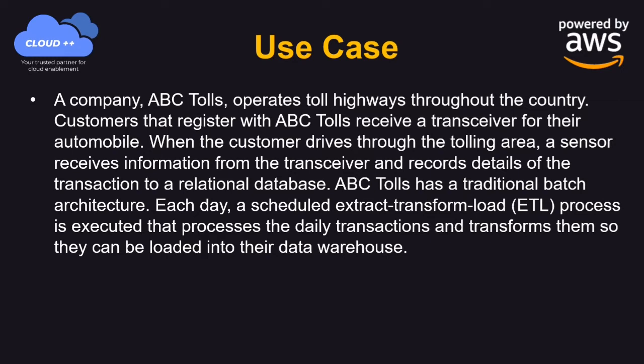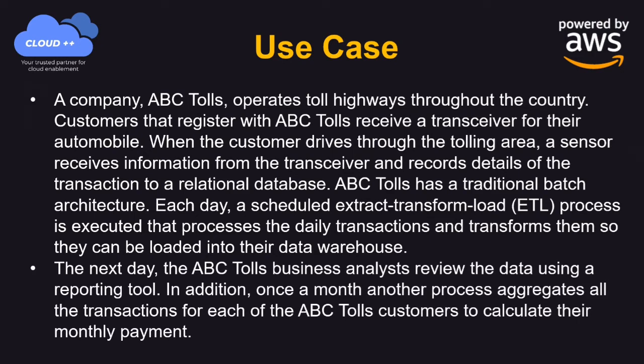ABC Tolls has a traditional batch architecture. Each day, a scheduled extract transform load (ETL) process is executed that processes the daily transactions and transforms them so they can be loaded into their data warehouse. The next day, the ABC Tolls business analysts review the data using a reporting tool. In addition, once a month another process aggregates all the transactions for each of the ABC Tolls customers to calculate their monthly payment.